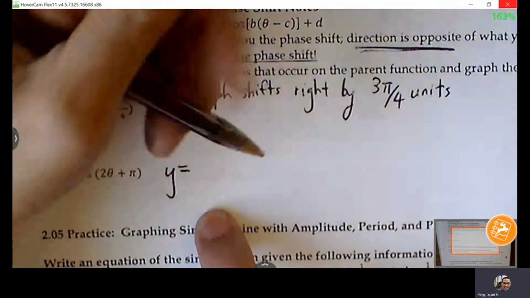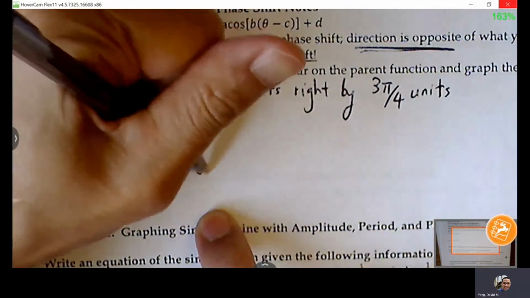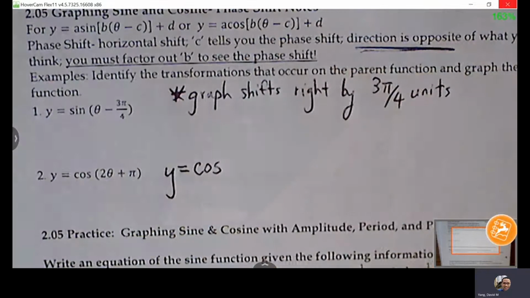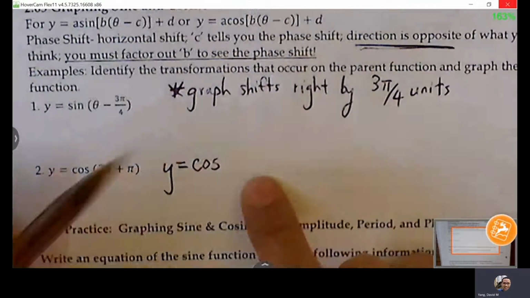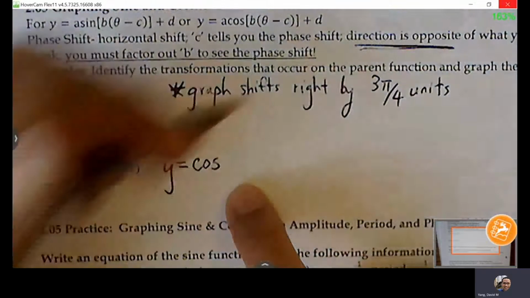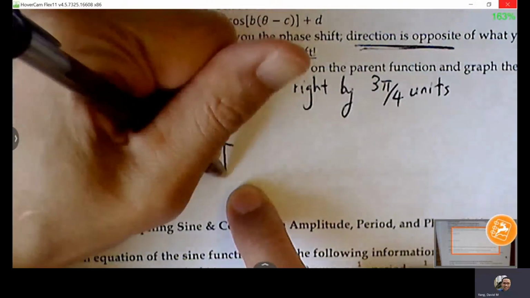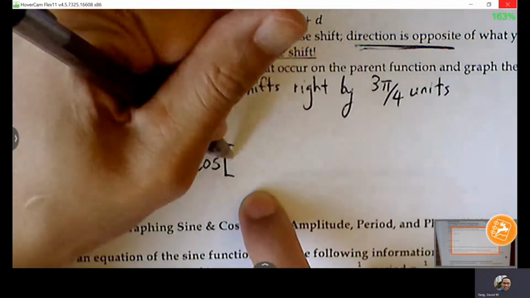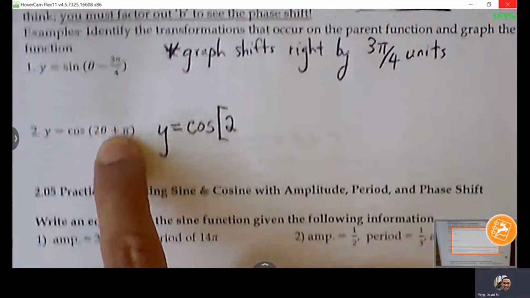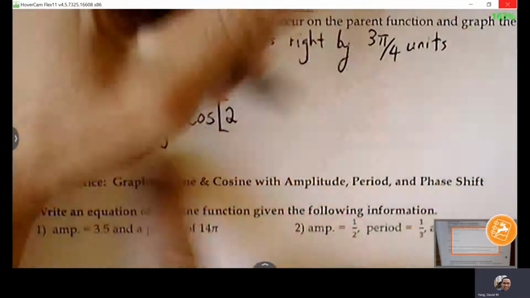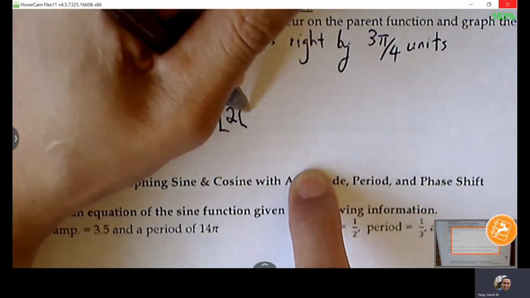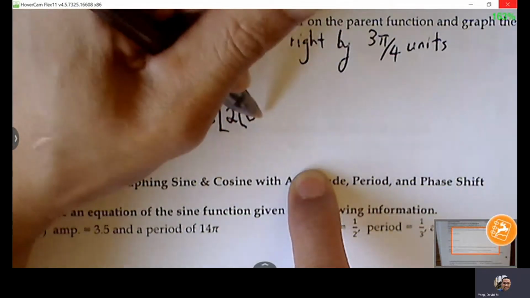Okay, so this is how we're going to do it. We're going to write it as y equals cosine. I like to use brackets and parentheses to help, since having 2 sets of parentheses makes it look a little messier. So I'm going to use a bracket, and I want to factor a 2 out of the rest of this expression. It's not going to impact the theta, because if I factor a 2 out of 2 theta, I'm just left with theta. So there's no issue there.